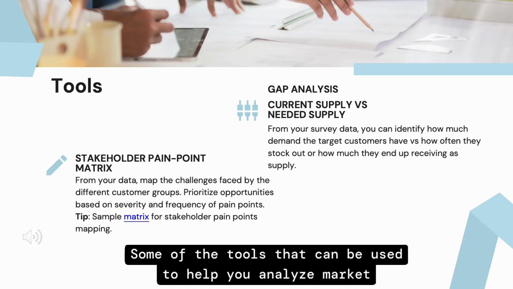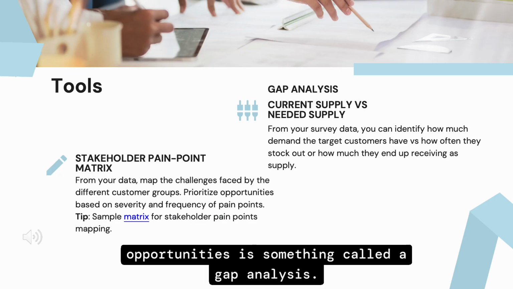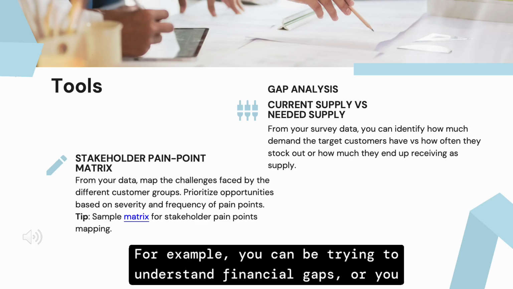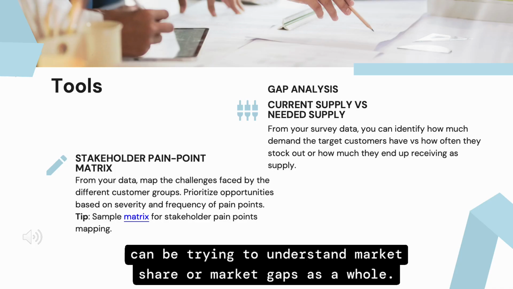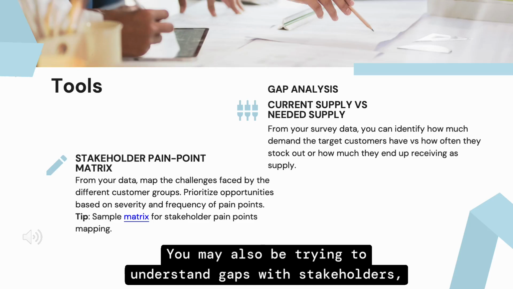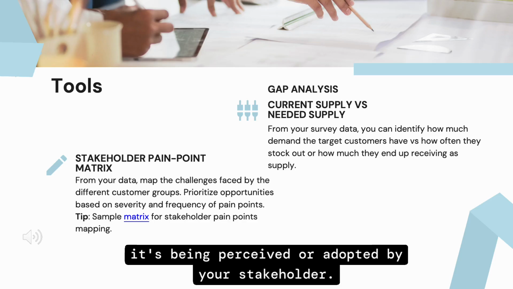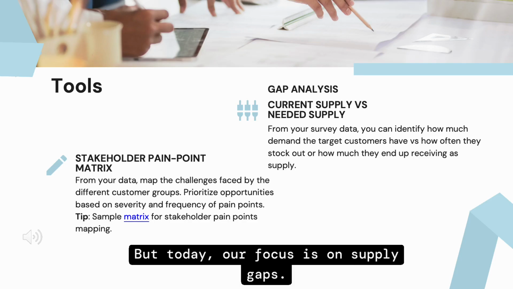Some of the tools that can be used to help you analyze market opportunities is something called a gap analysis. A gap analysis is broad and it can focus on multiple different areas. For example, you can be trying to understand financial gaps, or you can be trying to understand market share or market gaps as a whole. You may also be trying to understand gaps with stakeholders, what the barrier between the product that you are making and how it's being perceived or adopted by your stakeholder. But today, our focus is on supply gaps.